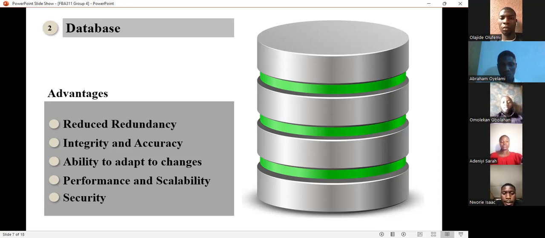Which is actually of database. First, reduce redundancy. Database actually reduces redundancy. Then the manner of approach of database is actually quite cumbersome.